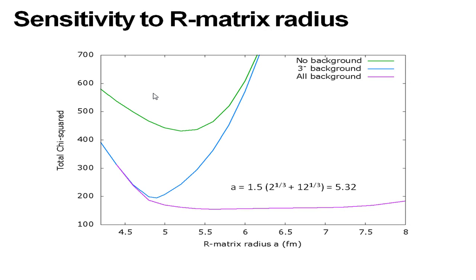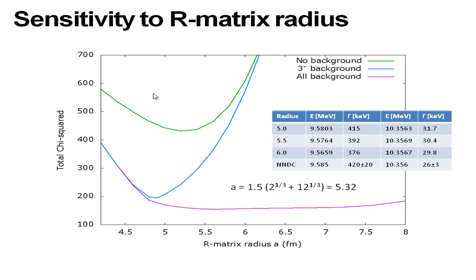Is that 2 to the third or 4 to the third? That's a good question. It should be 4 to the third. Whether or not this value is 4 to the third or 2 to the third, I'm not sure. But okay, if it's 4 to the third, certainly you would expect the R matrix radius, the minimum, to be somewhere in this region. And at this point it's doing okay, and if you go too small, it's hitting a block.